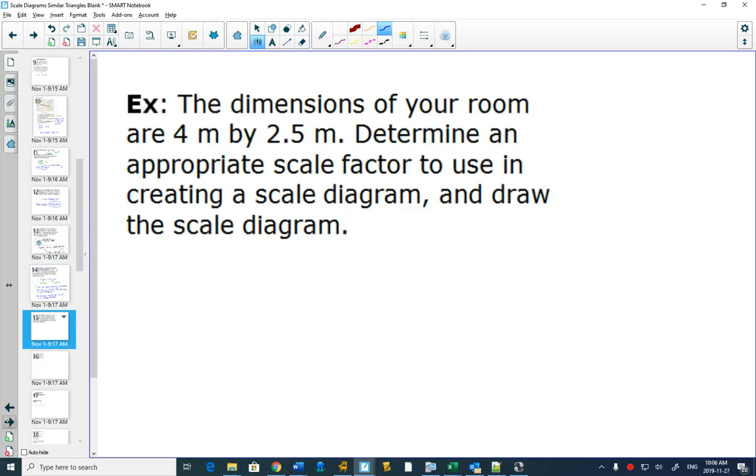So look at your ruler. How big could you draw on that space that you have? You could use centimeters. Good. Centimeters seems to be a smart thing to use because your ruler's in centimeters. What do you want to make 1 centimeter on your drawing equal to in reality? If you made 1 centimeter on your drawing equal to 1 centimeter in reality, then you'd have to draw something 4 meters long. That's not going to fit on your paper.